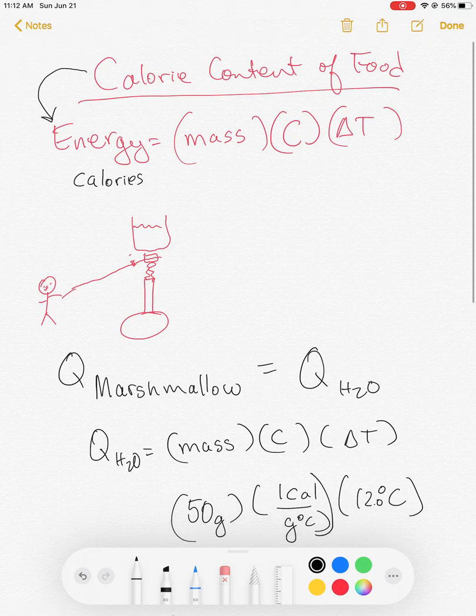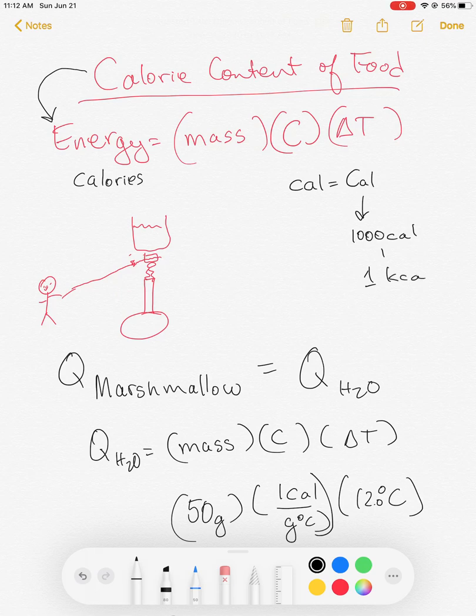One of the things that might have been a little tiny bit confusing in this lab is that there's a little calorie and there's a big calorie. So a big calorie is 1,000 small calories, or 1 kilocal. Okay, so that might be a little bit confusing, so be careful of that. So energy is what we get from food, and it's in the form of calories.